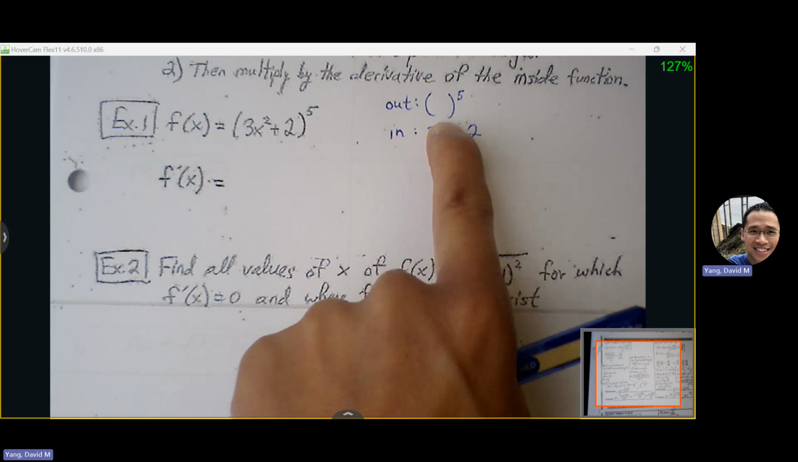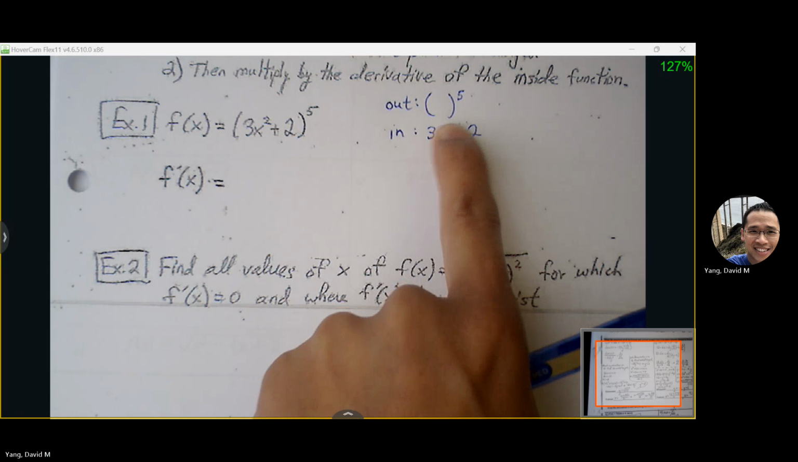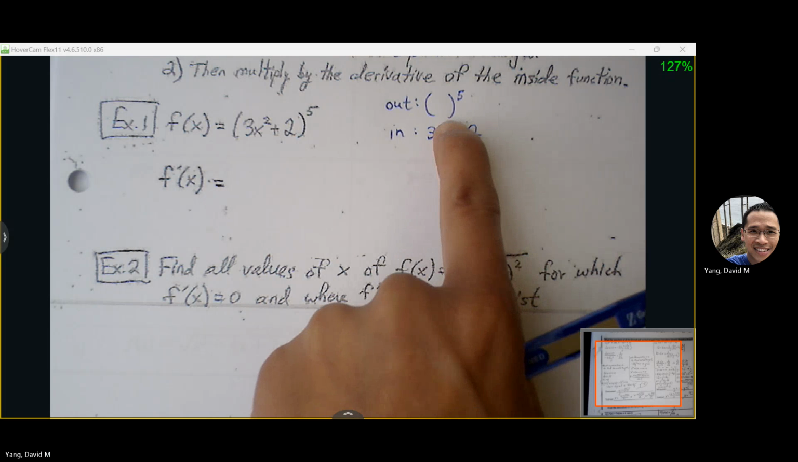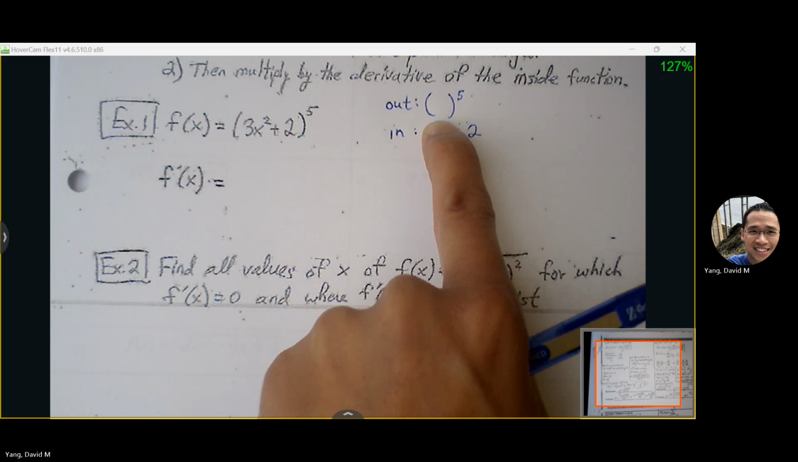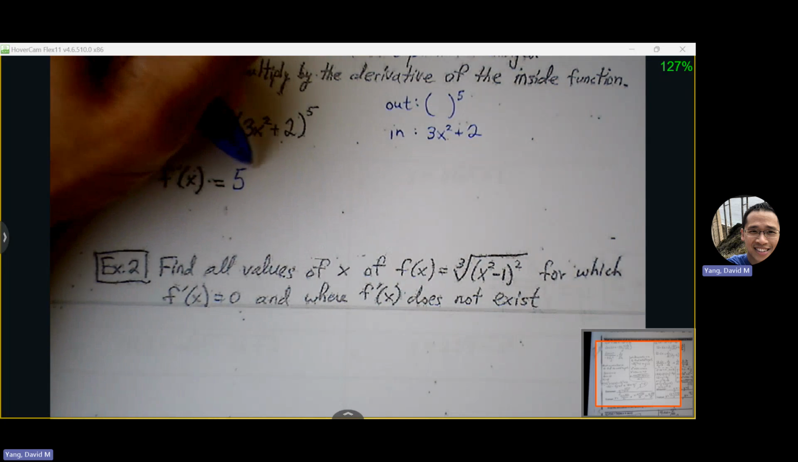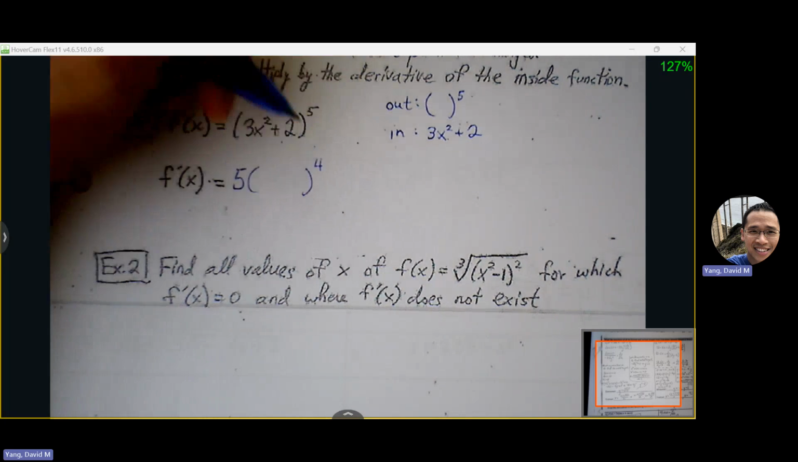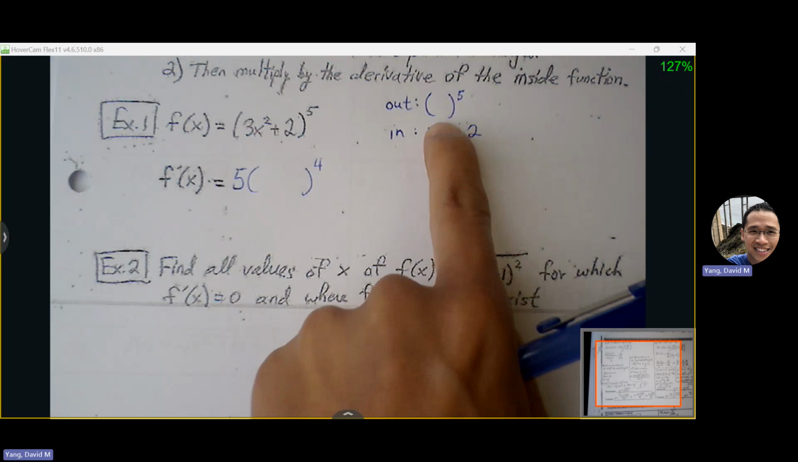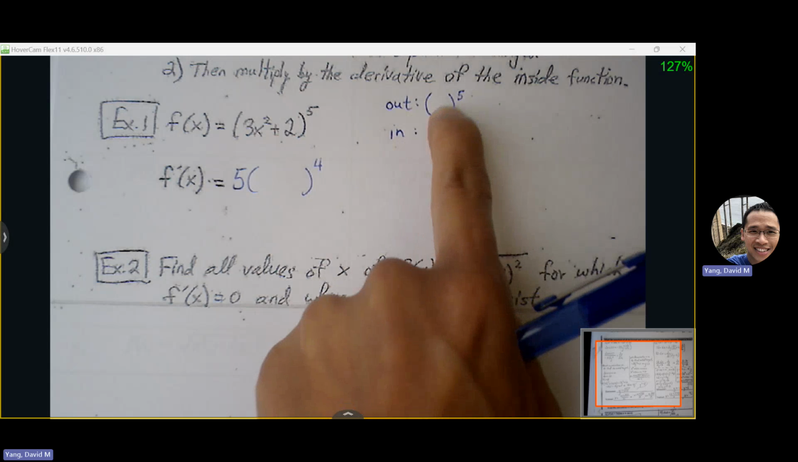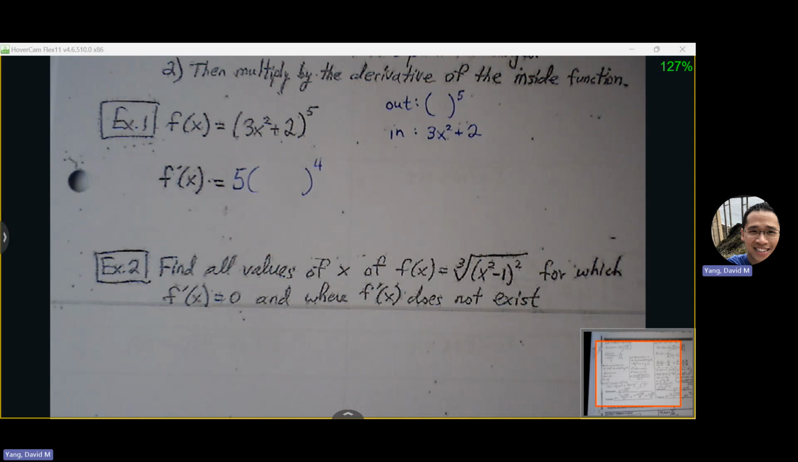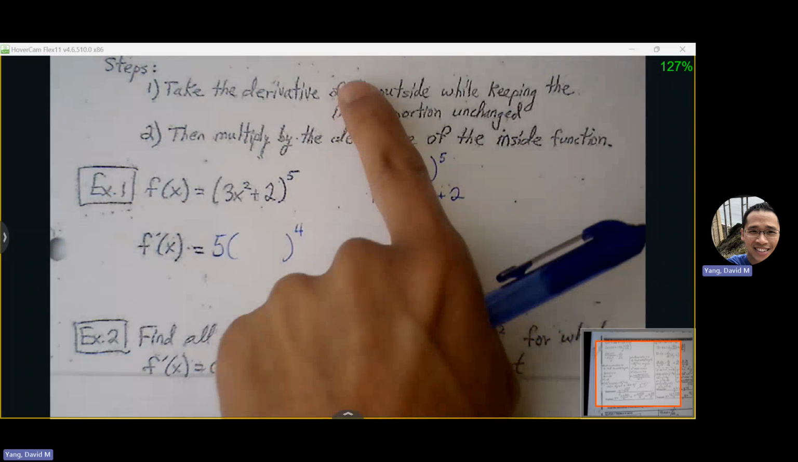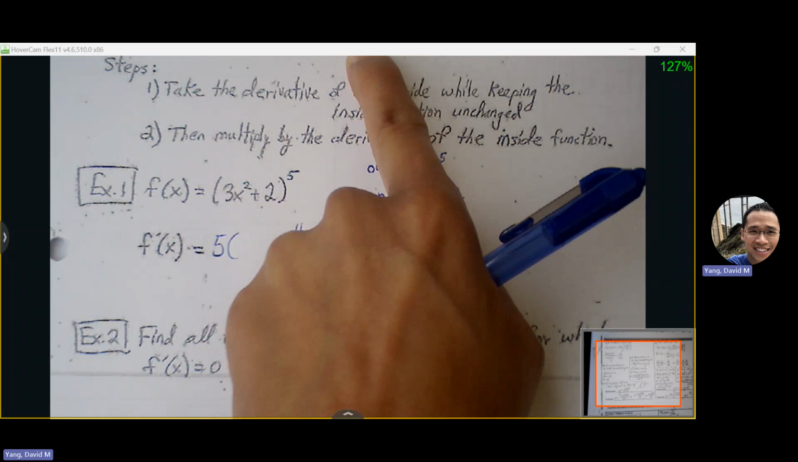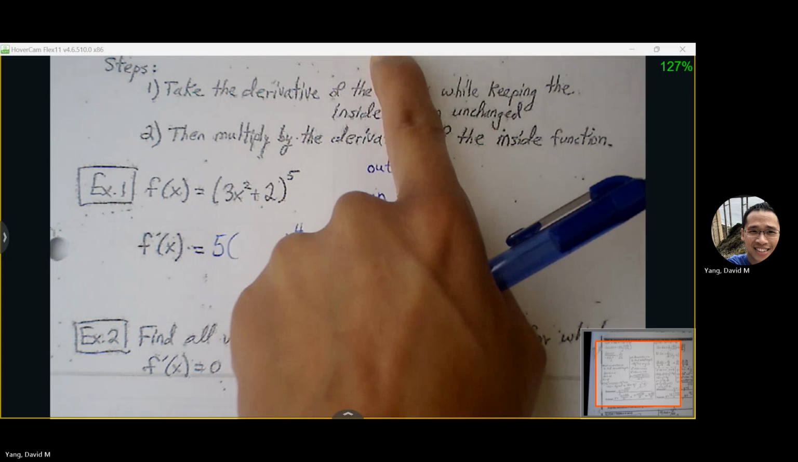Or what's the derivative of x to the 5th power? 5x to the 4th. So therefore, what's the derivative of parentheses to the 5th power? 5 parentheses to the 4th. So we're pretending, or we're treating this notation as its own variable. So 5 parentheses to the 4th power. So that's what this is doing here. This is taking care of that outside derivative, that f prime.